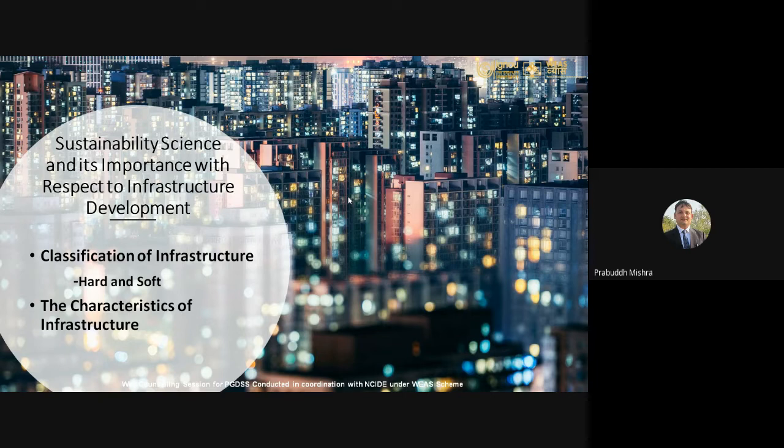And now the next is characteristics of the infrastructure. This is very important. What are the characteristics of the important infrastructure? So if we say characteristics, what are the attributes?